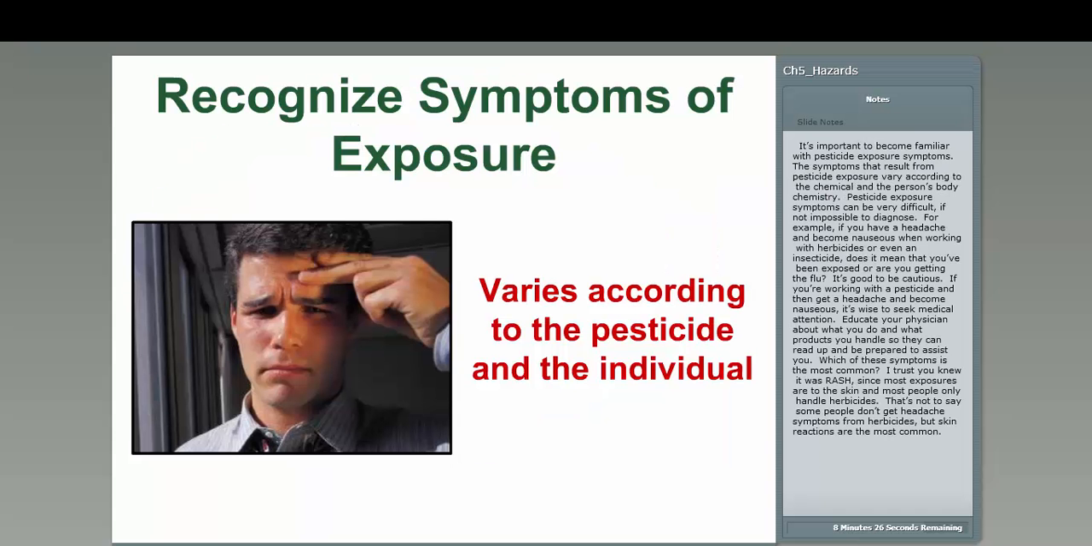It's important to become familiar with pesticide exposure symptoms. The symptoms that result from pesticide exposure vary according to the chemical and the person's body chemistry. Pesticide exposure symptoms can be very difficult, if not impossible, to diagnose. For example, if you have a headache and become nauseous when working with herbicides or even an insecticide, does it mean that you've been exposed, or are you getting the flu? It's good to be cautious. If you're working with a pesticide and then get a headache and become nauseous, it's wise to seek medical attention. Educate your physician about what you do and what products you handle so they can read up and be prepared to assist you.